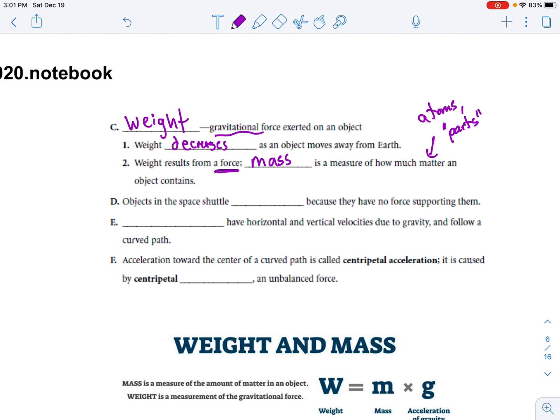So your mass is your head, your heart, your lungs, your stomach, your skin, your bones. That's all your mass. Your weight is how hard the force of gravity is pulling those parts down.